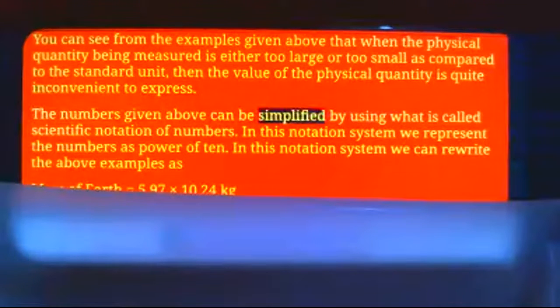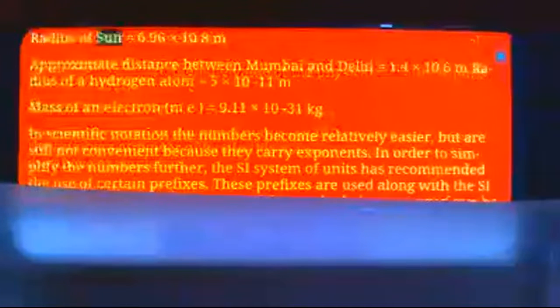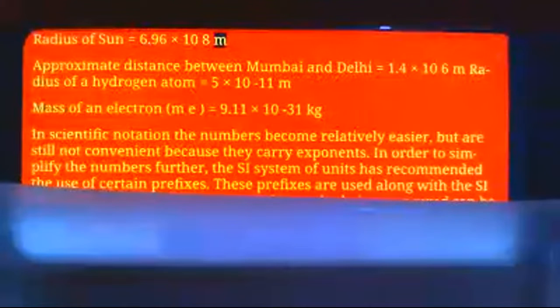The numbers given above can be simplified by using what is called scientific notation. In this notation system, we represent the numbers as powers of 10. We can rewrite the above examples as: mass of Earth equals 5.97 times 10²⁴ kilogram. Radius of Sun equals 6.96 times 10⁸ m. Approximate distance between Mumbai and Delhi equals 1.4 times 10⁶ meters. Radius of a hydrogen atom equals 5 times 10⁻¹¹ m. Mass of an electron, m_e, equals 9.11 times 10⁻³¹ kilogram.